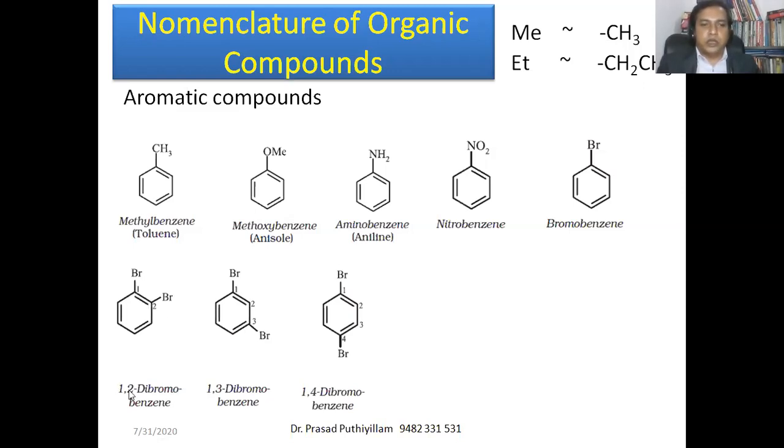So 1,2-dibromobenzene. This is 1,2-dibromobenzene. Therefore this is 1,3-dibromobenzene. This is 1,4-dibromobenzene. Okay, now another molecule with a chlorine atom is there.